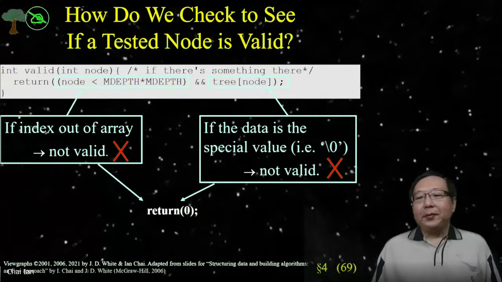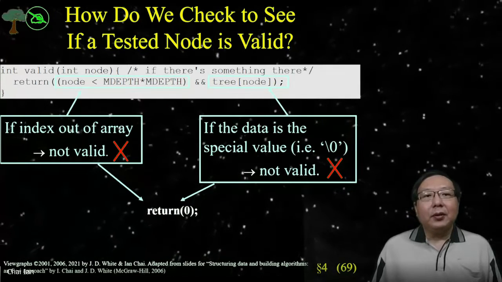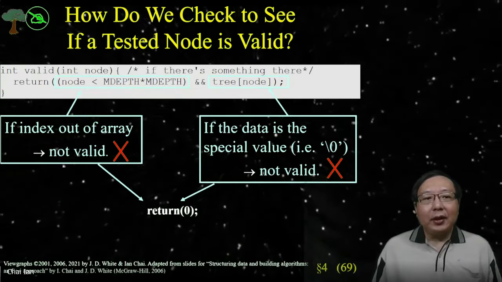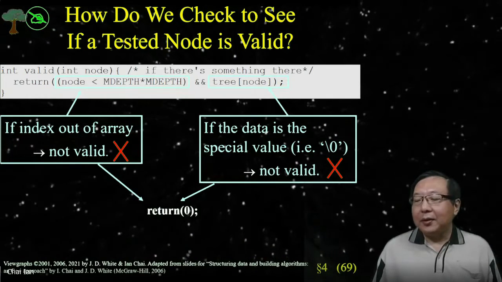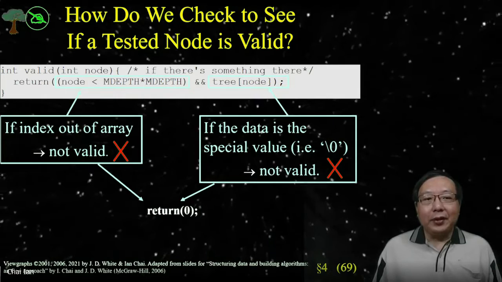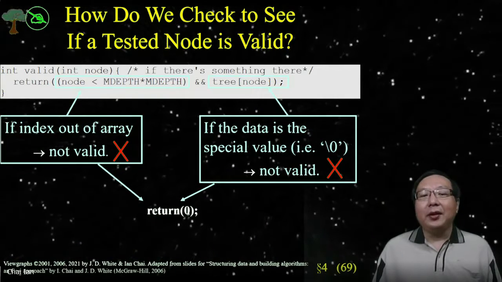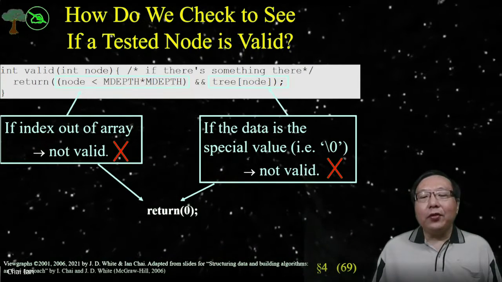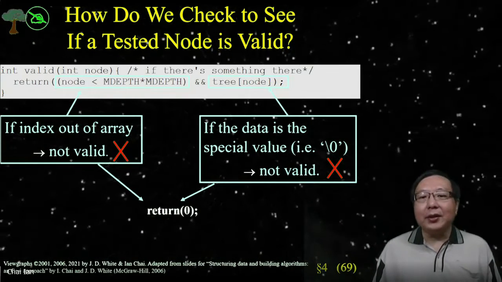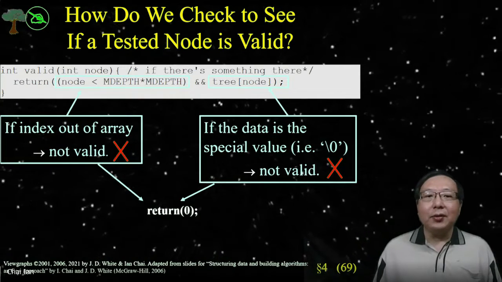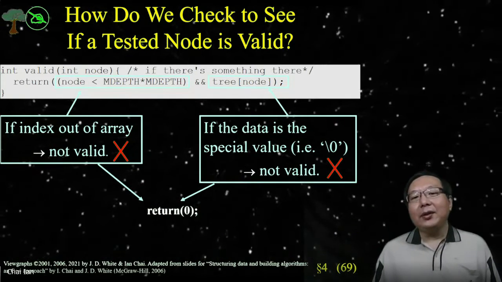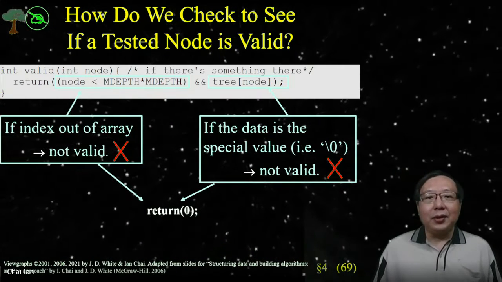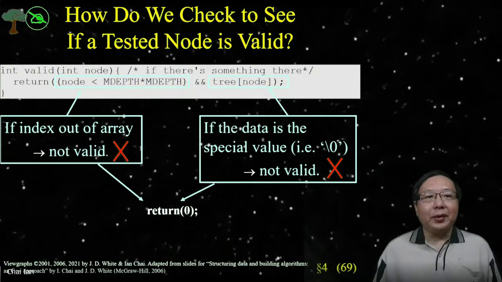Okay, all right. So to check to see if a node is valid, we've got two things to check. One is, is the node out of the array? If the node was out of this array, then definitely it's not valid. The other thing is to check to see if the data is valid. So for this case, we were using characters, so we use the null character as an invalid data. So if we have a null character, then it is not valid. So either case, we return 0. That's why we do this and this.